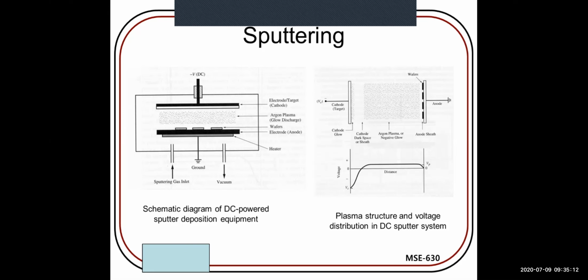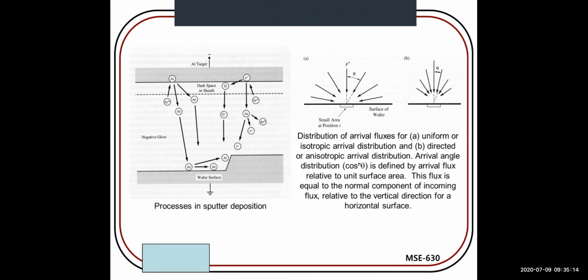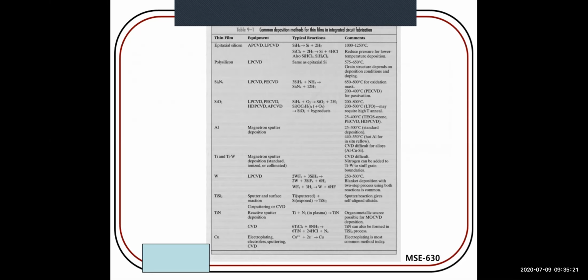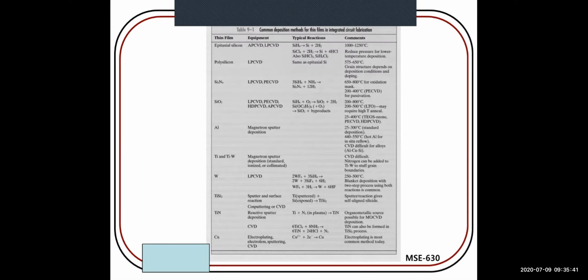This is sputtering. These are the steps involved in sputtering. This is how sputtering occurs on the surface. And here are some of the constants you can see here. The comments also are given. You can see how these metals, oxides or nitrides and polysilicon, how these materials are being deposited on the surface, and then the constants involved for those materials.